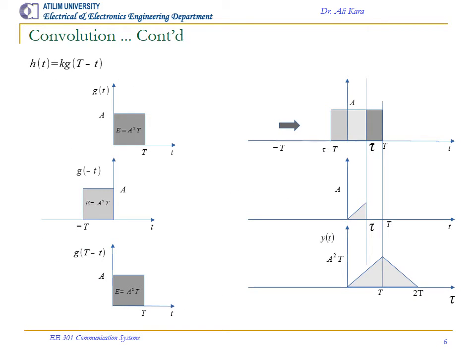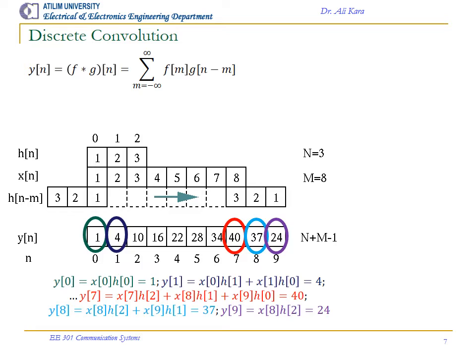Convolution, continued. Here is another visual demonstration of continuous convolution. Discrete convolution. Similar to the idea of continuous convolution, discrete convolution operates on discrete signals. It is calculated by the summation, m from minus infinity to plus infinity, of f of m times g of n minus m. Following is an example of discrete convolution.